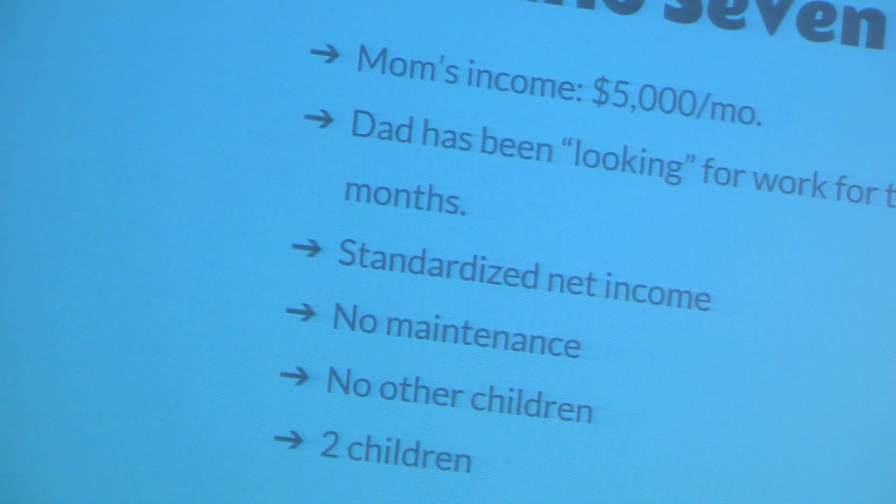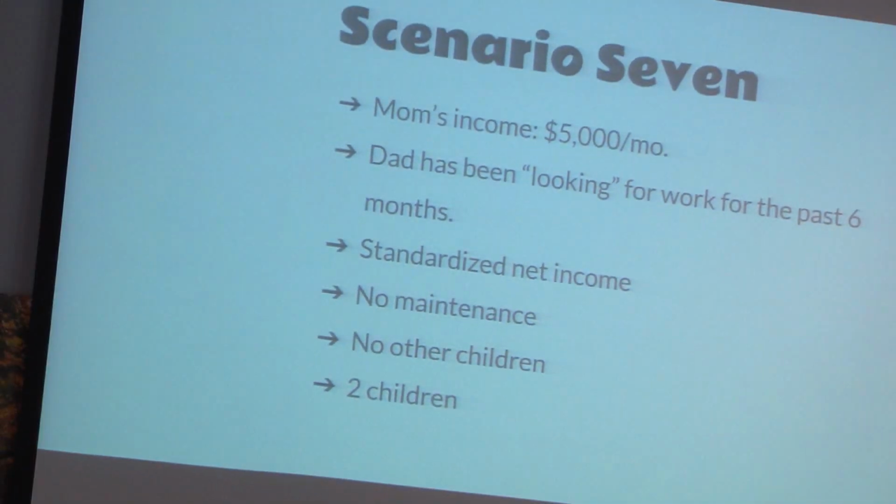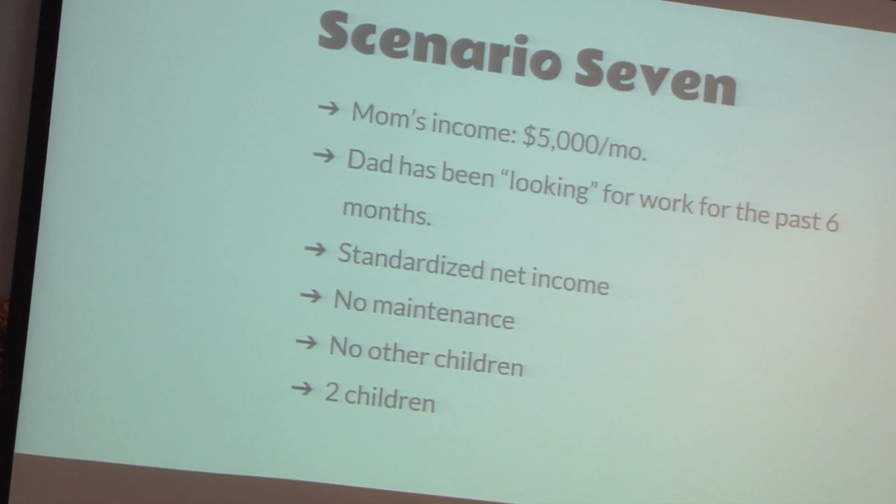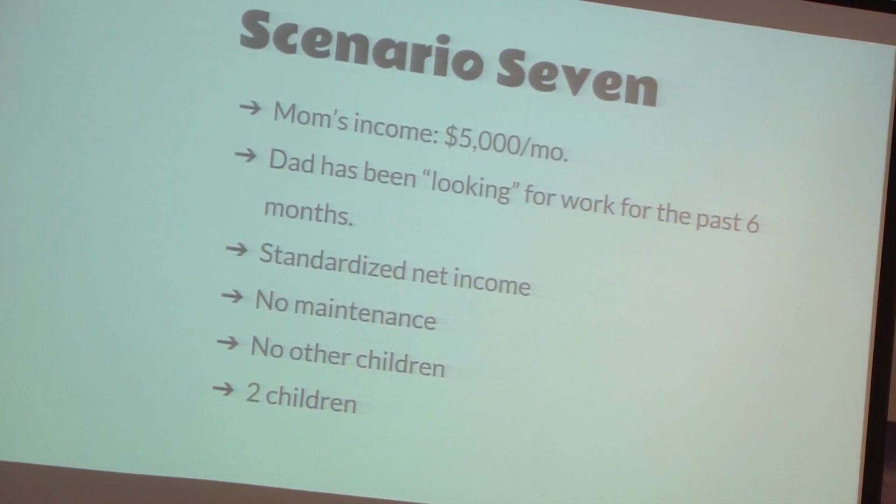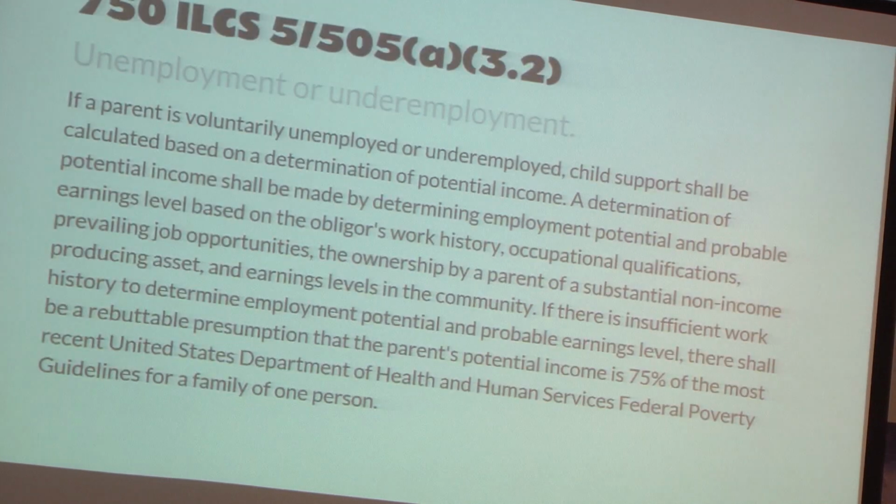Let's talk about the last scenario, the one I see probably the most. Dad's looking for work. He's been looking for work for 6 months, and he just can't pay support right now because he doesn't have a job. We're going to keep everything the same. Mom's doing well, $5,000 a month in income. Standardized net, no maintenance, no other kids. We're going to have 2 children in this scenario.